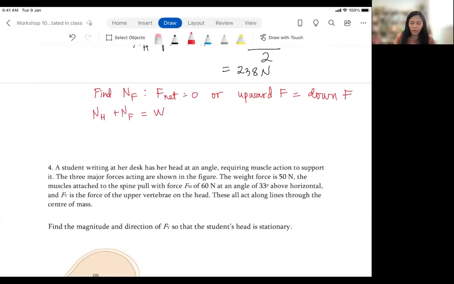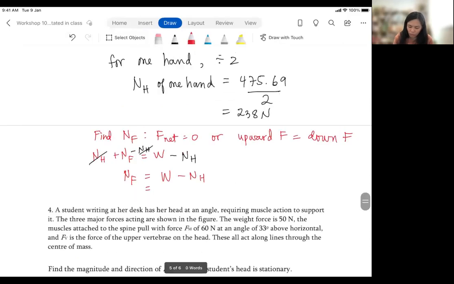Okay, we rearrange this equation to isolate N feet, because that's what we want to find. We subtract N hands on the left side. We also have to subtract N hands on the right side. So N hands minus N hands is nothing. So we only have N feet on the left is equal to weight minus the force from the hands.